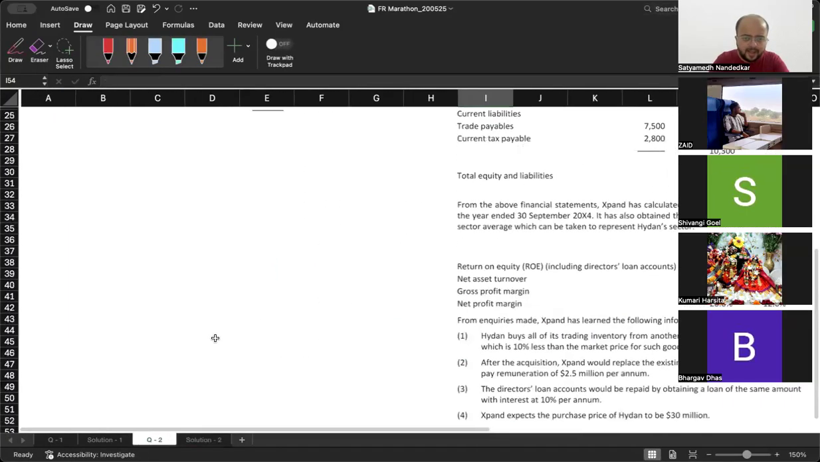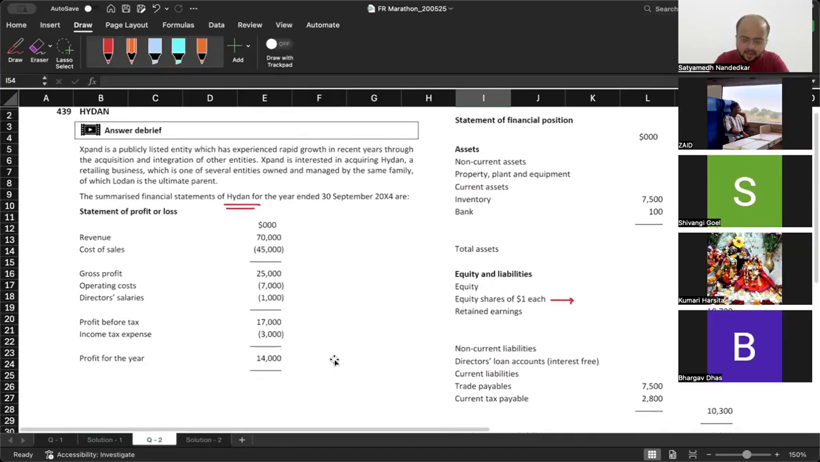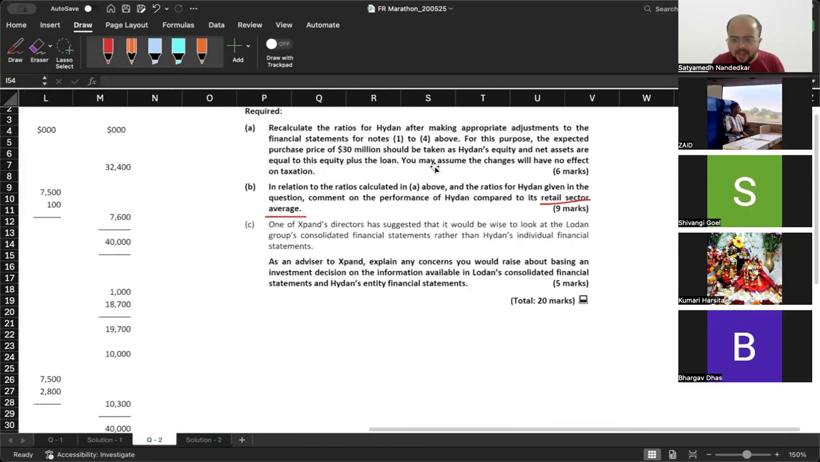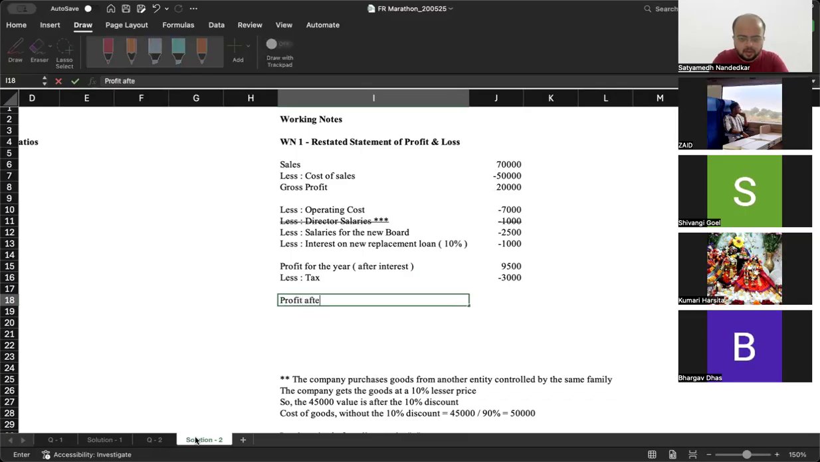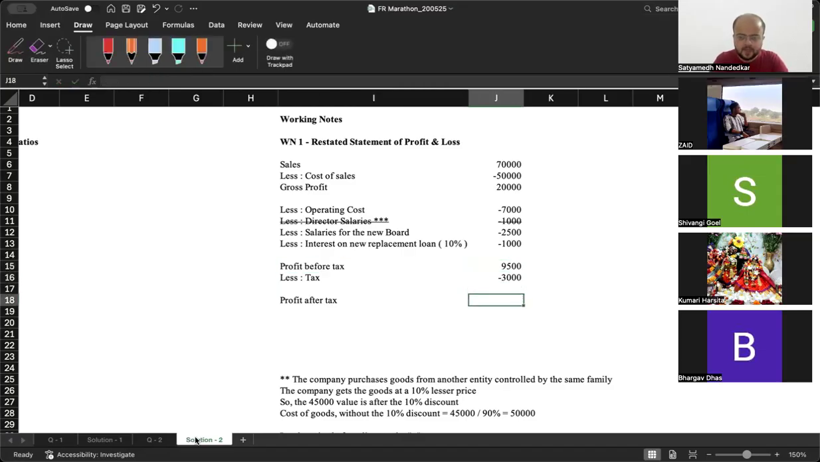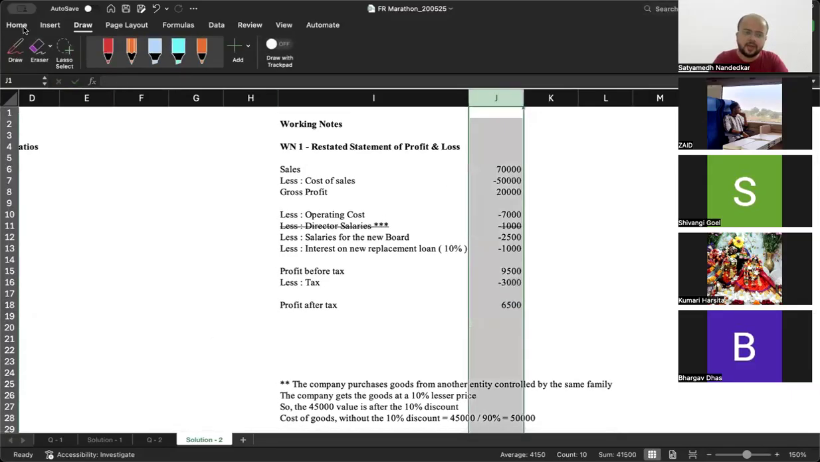$9,500. Is there any tax? There is income tax expense of 3,000. Here they have written, you may assume the changes will have no effect on taxation. Less tax. You will get profit after tax. Instead of saying profit after interest, we never use this term now. Let's just call it profit before tax. Okay, how much will it be? 6,500.